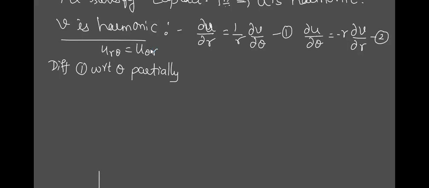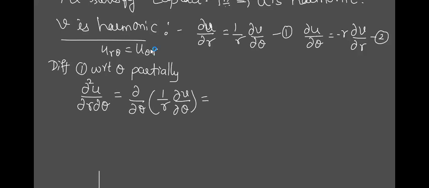So what is the derivative of ∂u/∂r with respect to θ? ∂²v/∂r∂θ. Yeah. Now here, the derivative of 1 by r ∂v/∂θ with respect to θ. Okay. Now tell me what to apply: product rule, direct, or any other? Direct. Why? Because you should do this with respect to θ, and 1 by r is constant. What is the derivative of ∂v/∂θ?